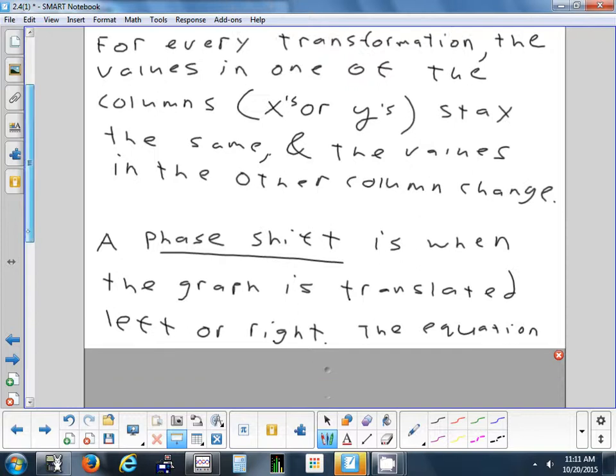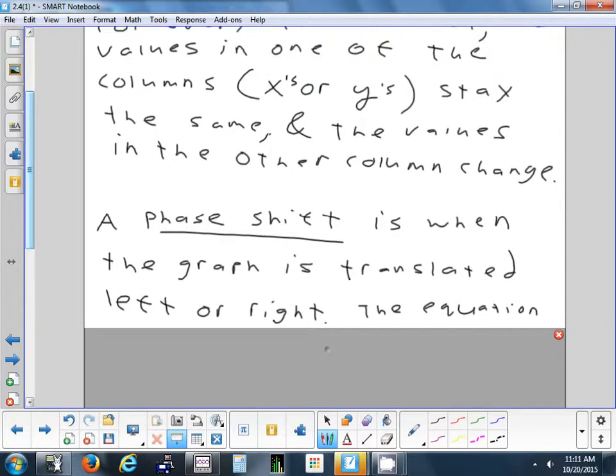A very simple way to explain a phase shift is when you take your graph and you move it left or you move it right. That's it. When I had sine and cosine on the calculator at the same time, that was a picture of a phase shift. One of them is the same as the other, just copied to the left or copied to the right. That's a phase shift.